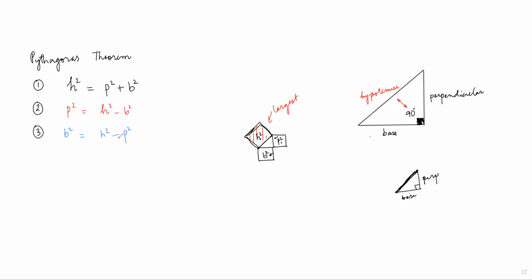We have three formulas. All of them will be used. You have to see which formula is to be used and when to use. Formula number one, number two, number three. Copy this one. And this is used in a right triangle.